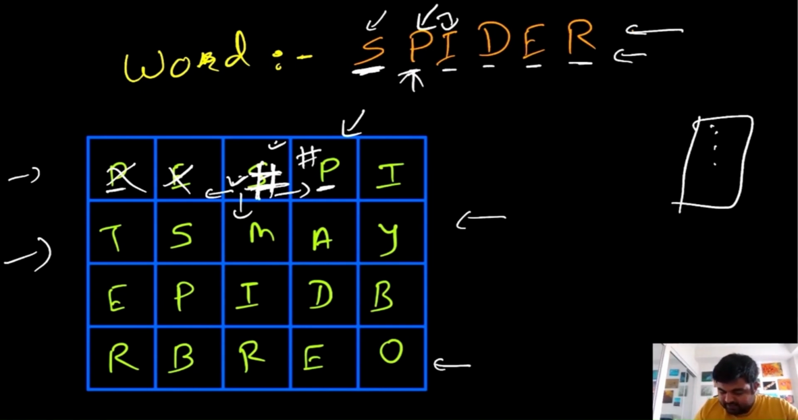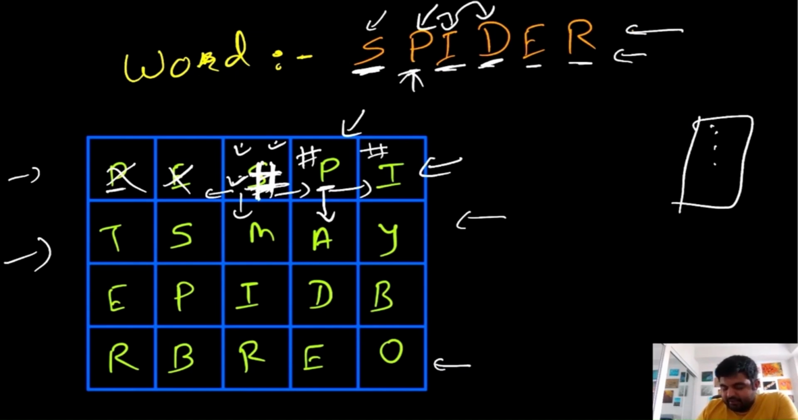Now this P has only two neighbors because this neighbor S has already been visited because its value is hash, so we can't do anything about it. Now we are looking for this letter I, and we find the letter I over here, which means again we will mark this as hash. We will update the value of the word we are looking for. The word we are looking for now is D.